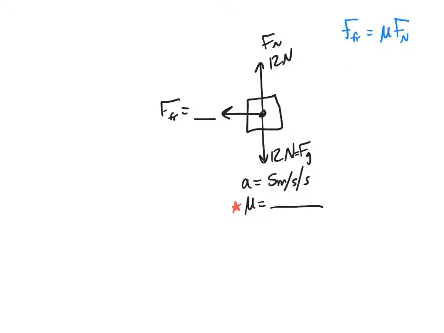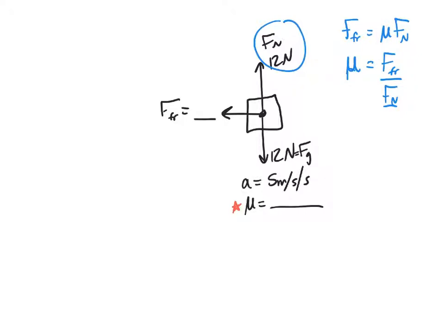So we can rearrange that so that mu is equal to the force of friction divided by the normal force. Well, right now we have the normal force, it's right here, but we don't have the force of friction, so we're a little bit stuck. We have to go find it first. So let's look at the actual problem, okay?